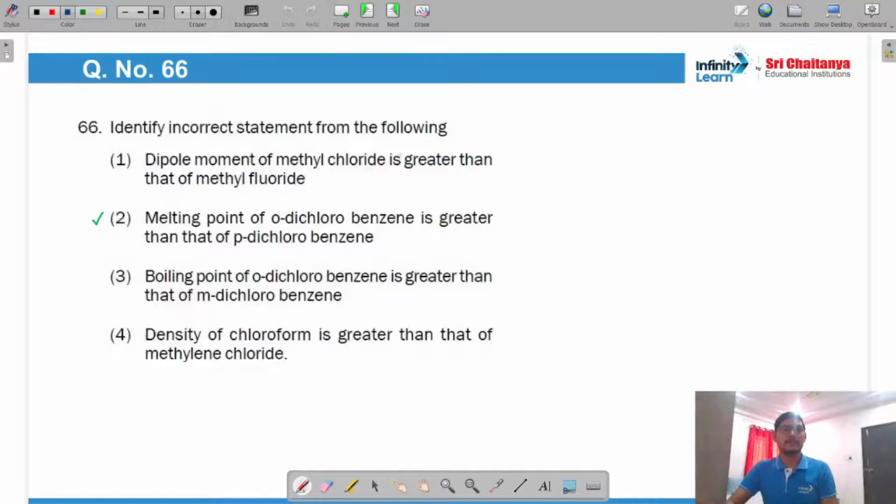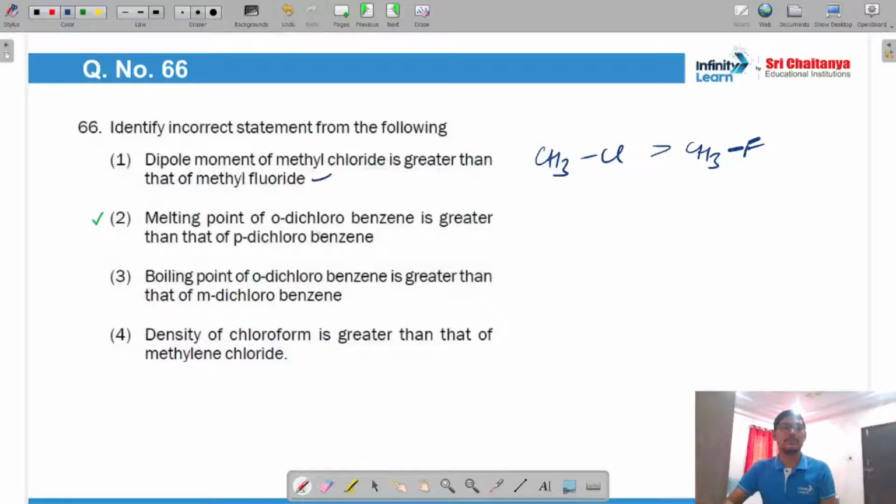Incorrect statement among the following: dipole moment of methyl chloride is greater. Yes, you might expect the dipole moment of methyl fluoride to be higher, but dipole moment is a product of charge into bond length. So for fluorine, delta charges are higher, but the bond length is less. So that statement is correct.